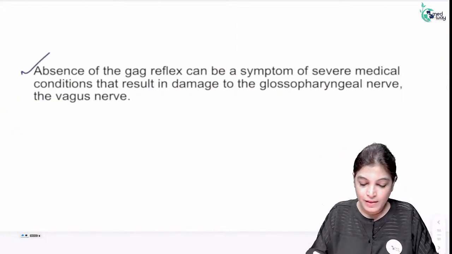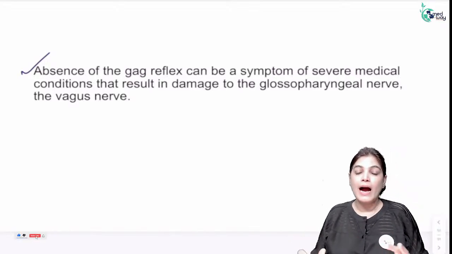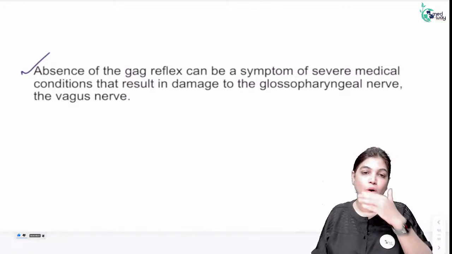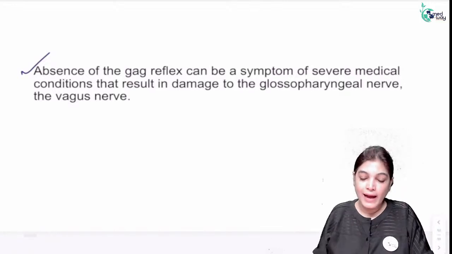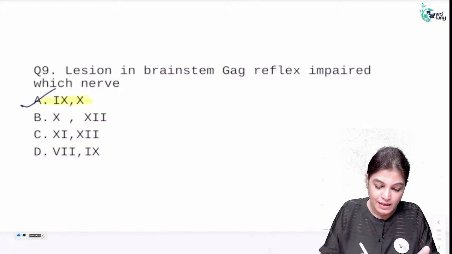So absence of the gag reflex is a symptom, a condition where either the glossopharyngeal nerve or the vagus nerve is involved. So exactly, we will mark this as the correct answer. So definitely 9th and 10th is the correct answer.